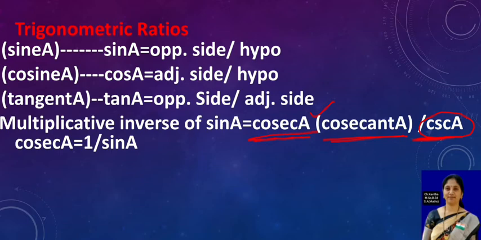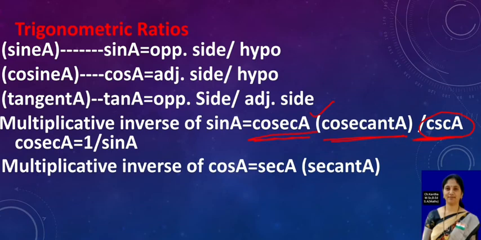Similarly, the multiplicative inverse of cos A is equal to secant A. While writing, we can write it shortly as SEC A. That is secant A. We can pronounce it as sec A also. Next, secant A is equal to 1 by cosine A, that is 1 by cos A.